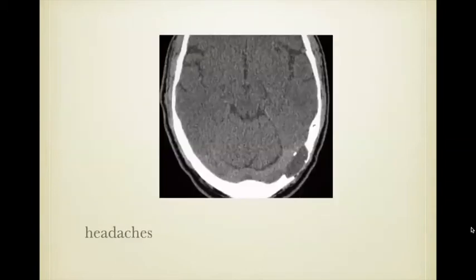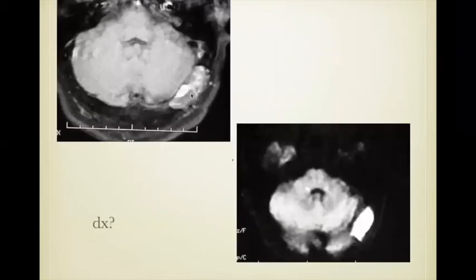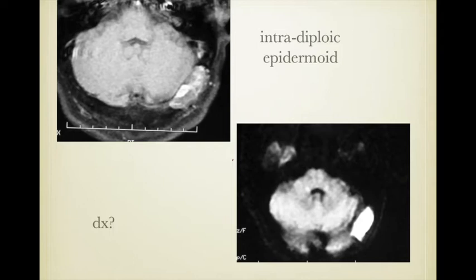Here's another one. This patient has headaches. We see this low attenuation region here with this scalloping of the bone, a little bit of preservation of the inner table. We get an MR scan. Here you see the lesion on the FLAIR imaging; it doesn't conform to the signal of CSF on FLAIR. Here it is on the diffusion study, very high signal intensity on diffusion. These are intradiploic epidermoid tumors. So again, this is a very typical appearance. You need the combination, I think, of MR and CT in order to establish the diagnosis here.